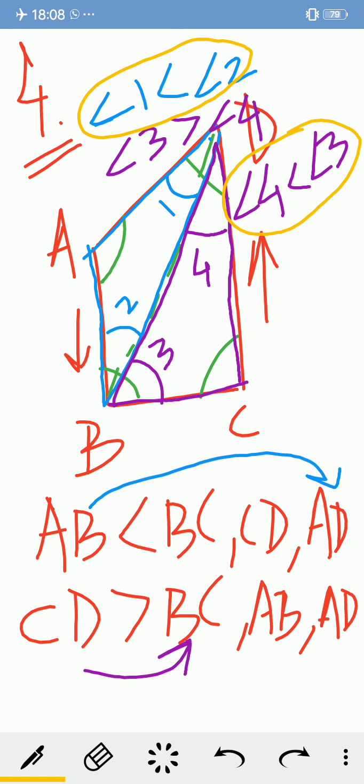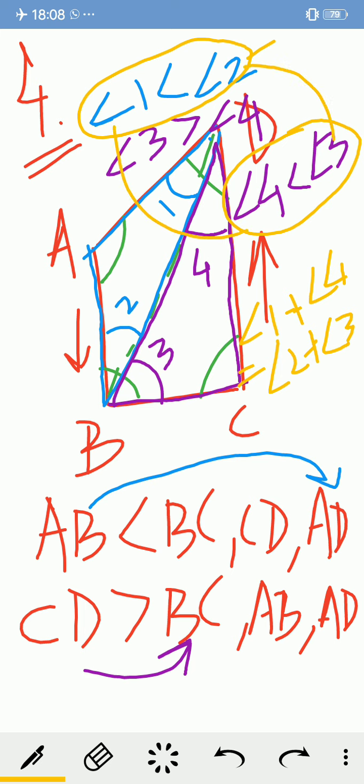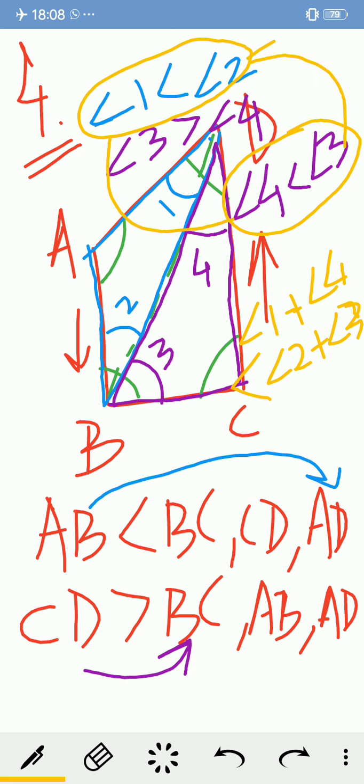As you are doing addition in inequalities, you add left hand side with left hand side and right hand side with right hand side. That means what is left hand side? Angle 1 plus angle 4. So you get angle 1 plus angle 4, sorry, it is less than angle 2 plus angle 3, because you are doing addition in inequality. So this plus this is less than this plus this, angle 2 plus angle 3.